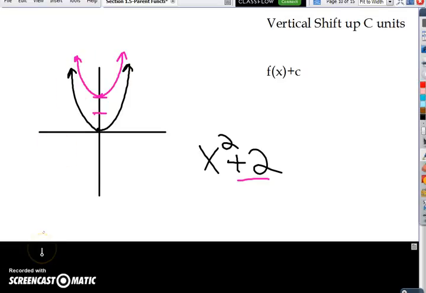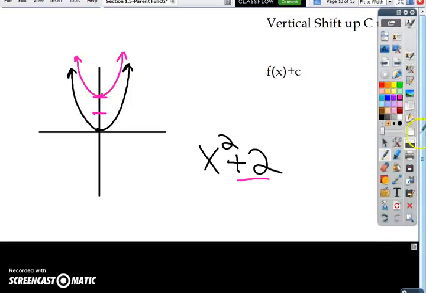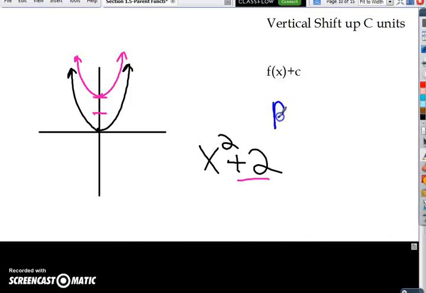Now, what's that going to do to my function? Does it change my domain? No. It was negative infinity to infinity. It doesn't change my domain. Will it change my range? Yes. Why is that?